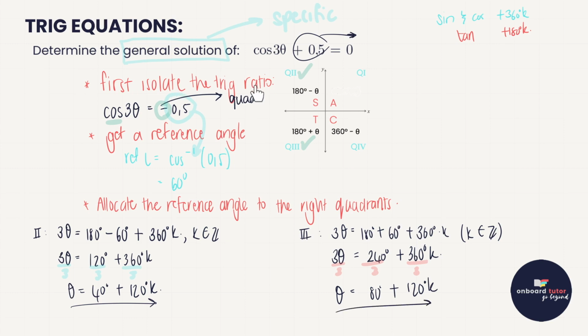Isolate the trig ratio, get a reference angle, allocate the reference angle. Okay, they don't stay this straightforward though. Sometimes we have to do some factorizing first, etc. And like I said earlier, we're probably going to have to refer to our double and compound angles. So let's look at 2 more examples.